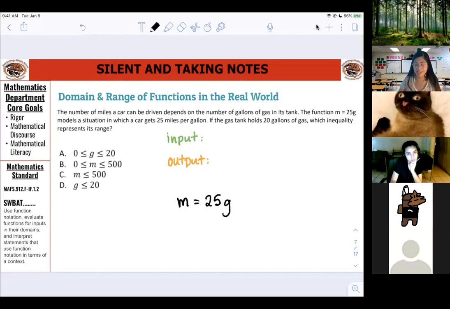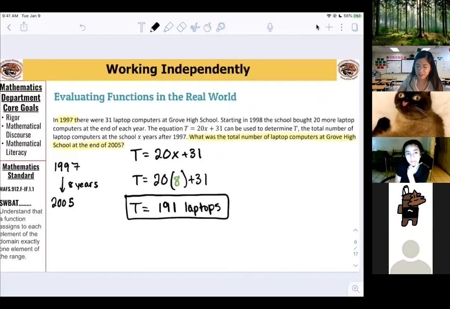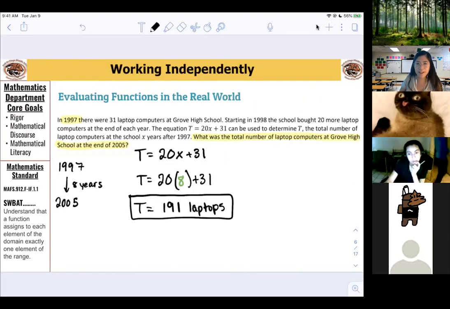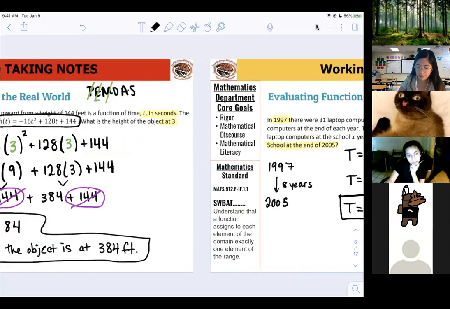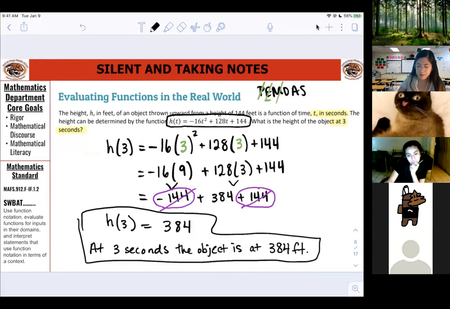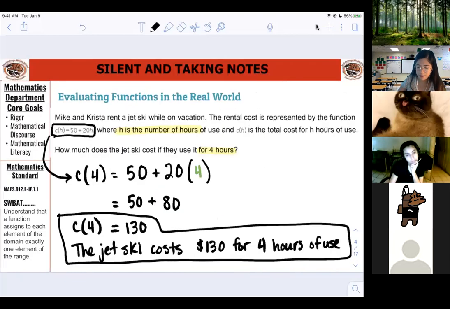G. Okay, G. All right, so let's look really quickly at the previous problem. What did I plug in here? Which variable did I replace? The X. Okay, how about over here? The T, I replaced the T. How about over here?